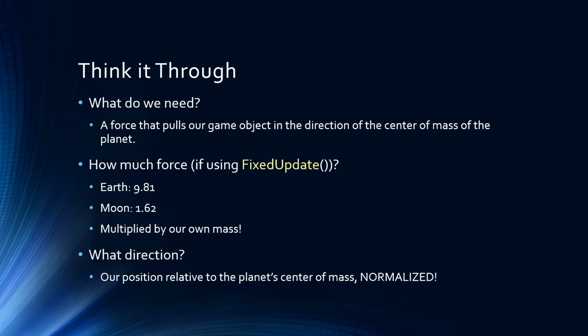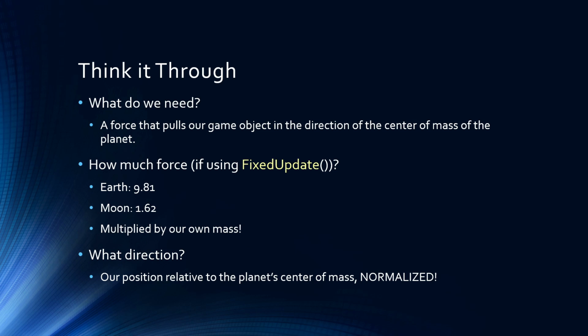So what direction do we need to apply this force? Well, it's going to be our position relative to the planet's center of mass, but we want to normalize that. And what does normalize mean? Well, normalize means that we're going to take the direction and we're just going to say I have a total vector length of 1. So imagine just that direction, but we're just pointing 1 in that direction. So we're basically just pointing at it with a default value of 1. So we have the direction, but we do not have a length.